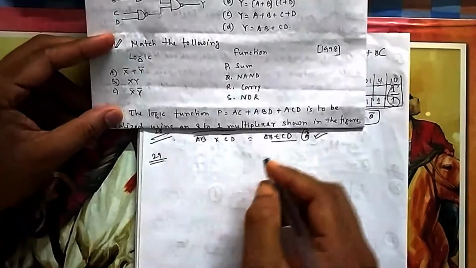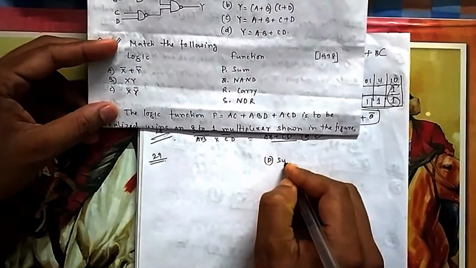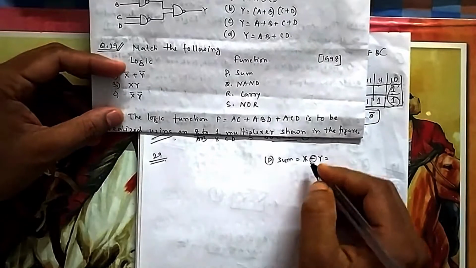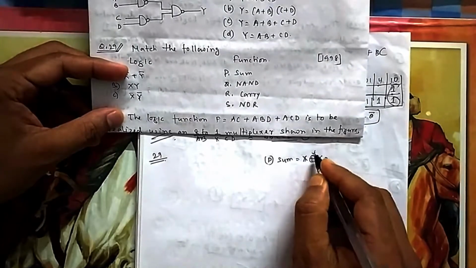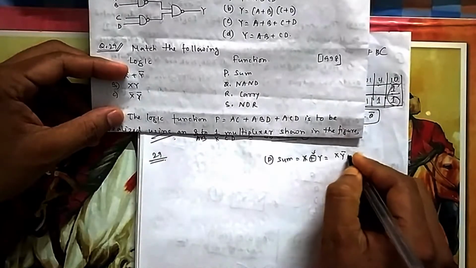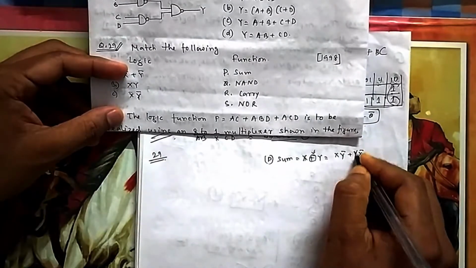So what they are asking: match the following: sum, X bar Y bar, NAND, carry, NOT. So you can write it down. Sum, what is sum? Sum was, suppose X and Y, so it is X XOR Y. This is XOR, or you can say XNOR also. So it is X Y bar or Y X bar. So it is P.